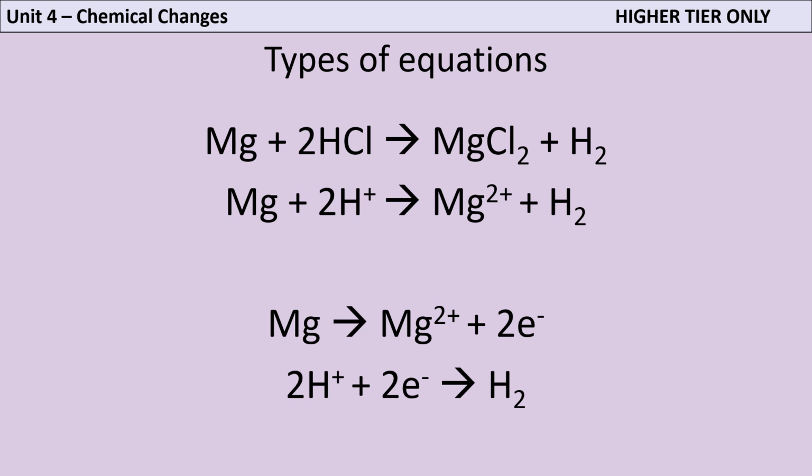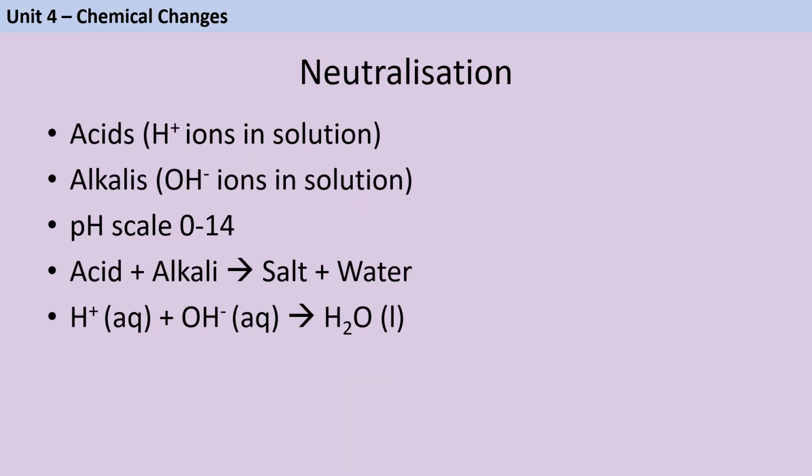And then my bottom two lines are my half equations, and this is only going to apply to one of the elements in the reaction. So my first one, I've got magnesium splitting apart to make magnesium 2+ ions and 2 electrons. And then for my second one, my 2 hydrogen ions are gaining 1 electron each, so 2 in total, to make hydrogen. Next, we cover the pH scale.